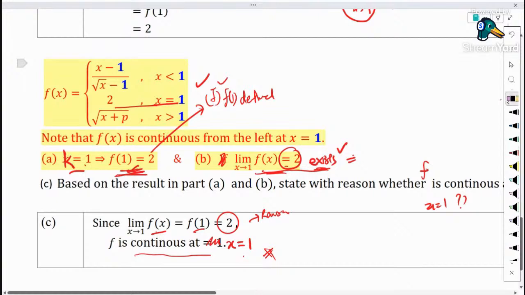So again, check the screen here. The x equals 1 is missing. It just shows equals 1. It should be x equals 1.